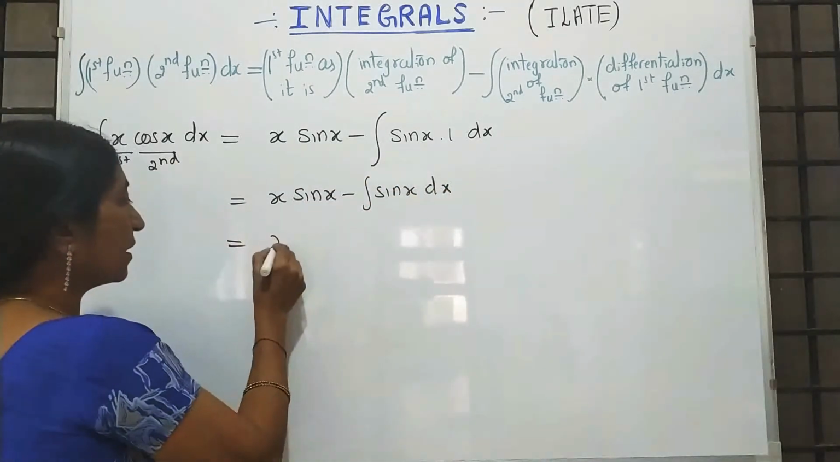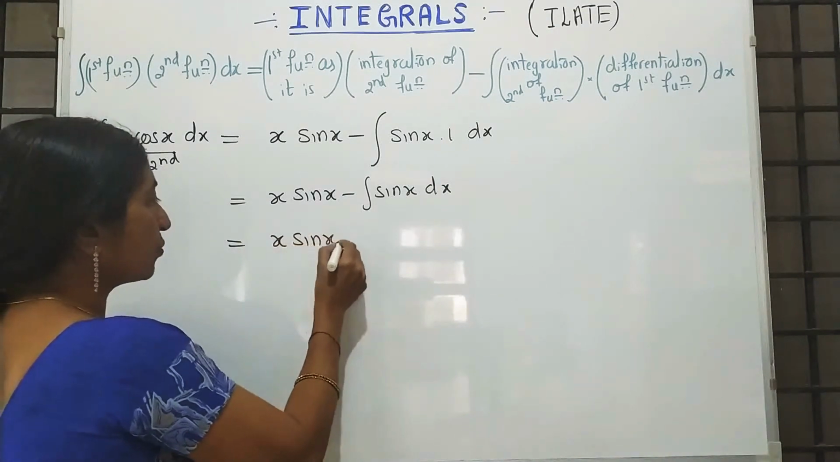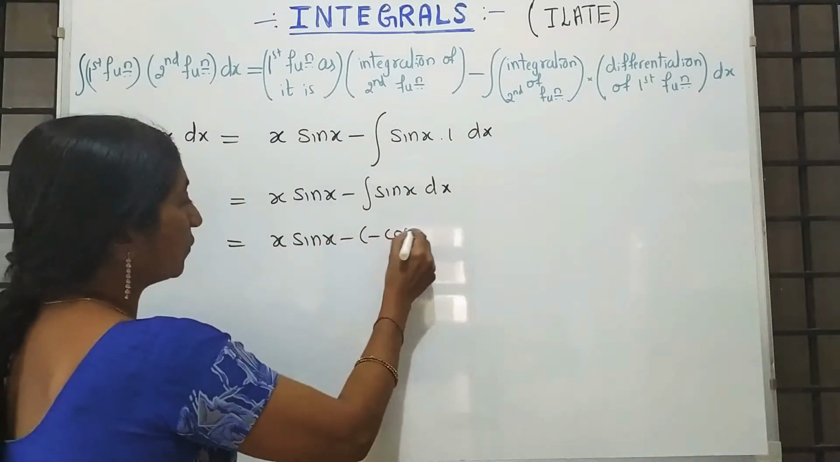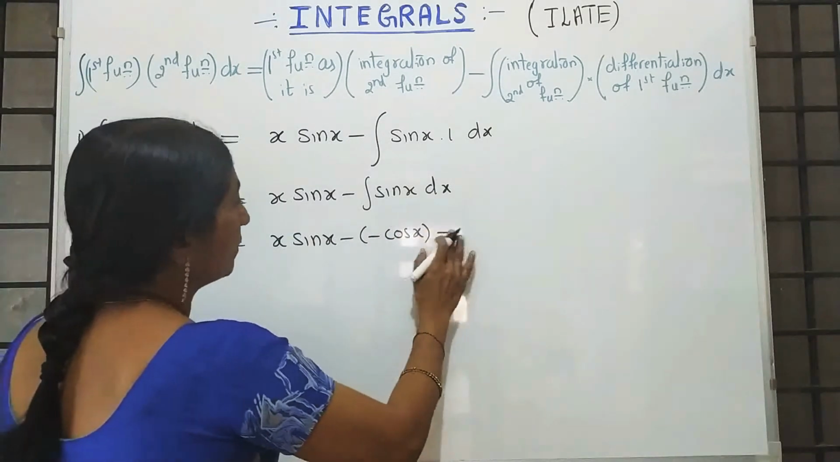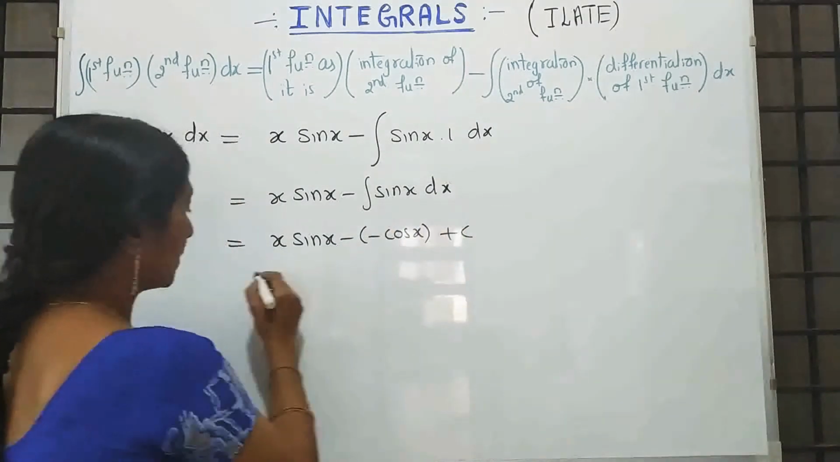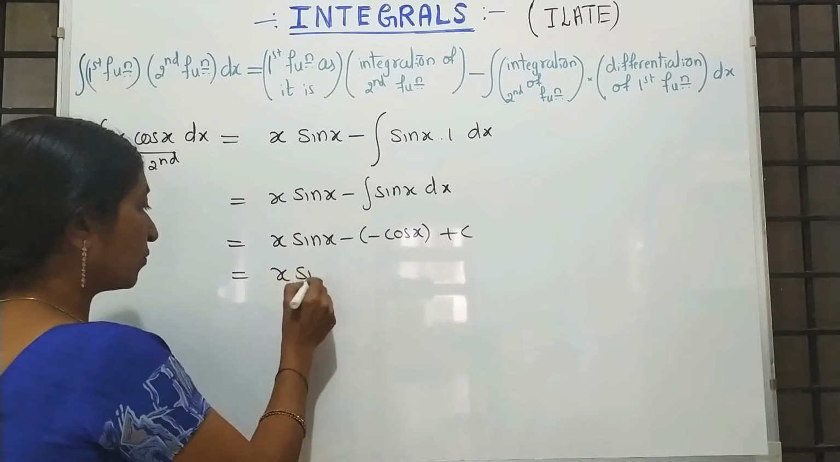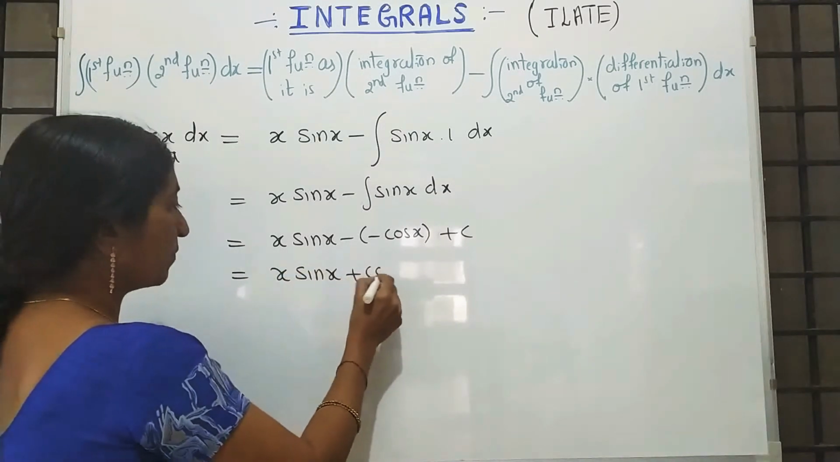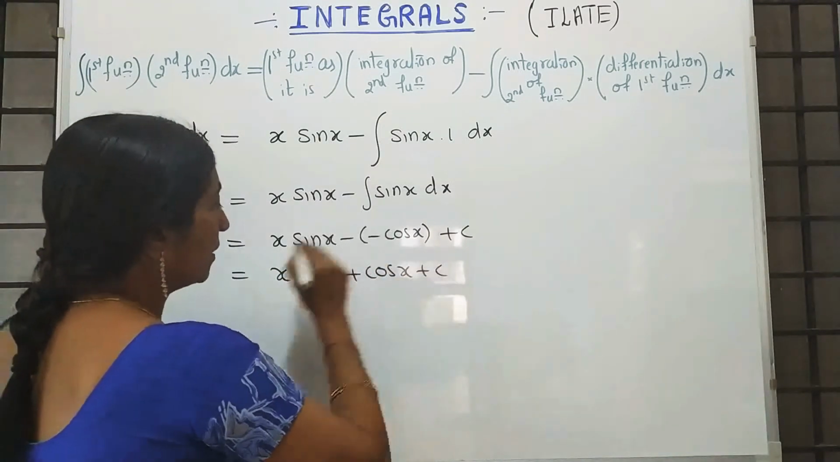Now it is x into sin x. Integration of sin x is minus cos x. Now plus c. So it is x into sin x, minus into minus becomes plus, cos x, and plus c.